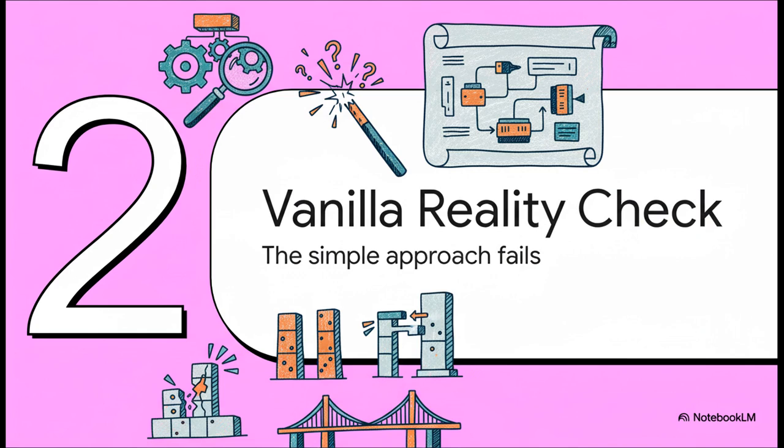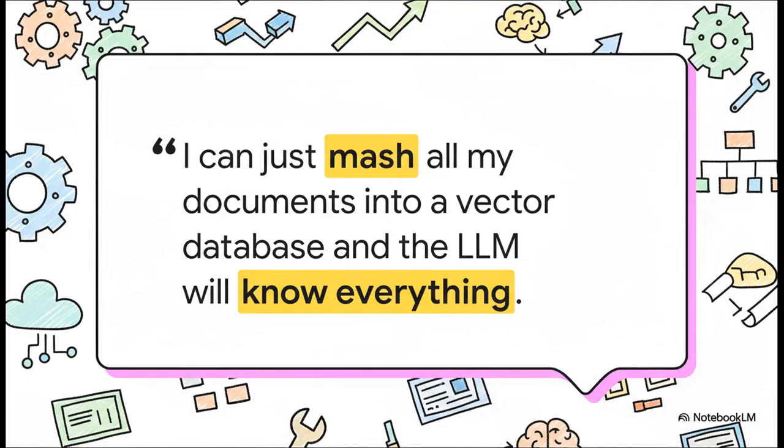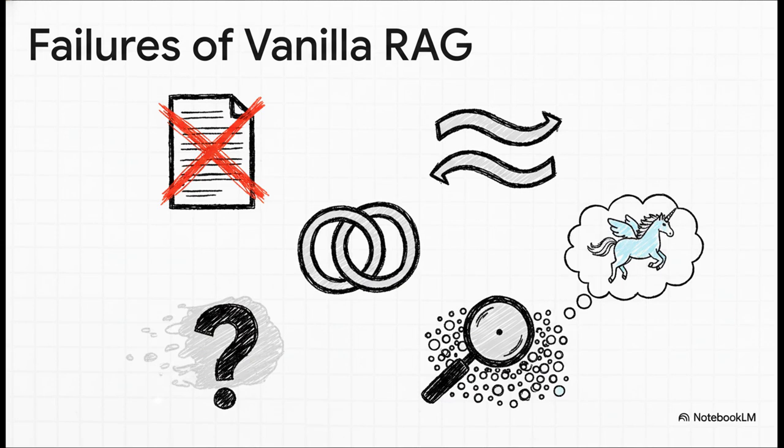As many developers are now discovering, that simple promise often hits a brick wall called reality. This vanilla approach has some major flaws that don't really show up until you try to use it for something serious. This quote right here just perfectly captures the flawed thinking that trips so many people up. It's this belief that you can just dump a bunch of PDFs into a database and presto, you've got an all-knowing AI oracle for your company. But it's really not magic. And in the real world, that simple approach starts to fall apart fast.